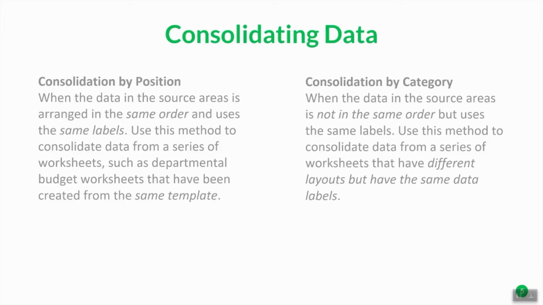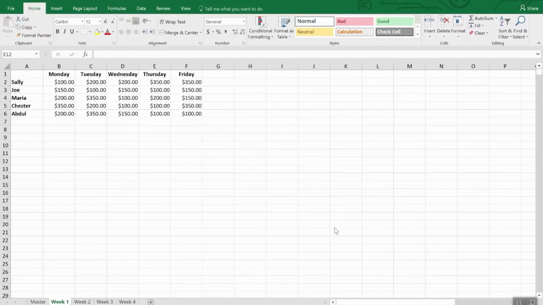Use this method to consolidate data from a series of worksheets that have different layouts, but have the same data labels. For our purposes here, I'm only going to demonstrate consolidation by position, because in general, it is an organizational best practice. Once you're aware of the power of this tool, you'll want to set your sheets up to take advantage of it. And by having consistency across worksheets, it'll be easier for you and anyone else to quickly get their bearings within the notebook.